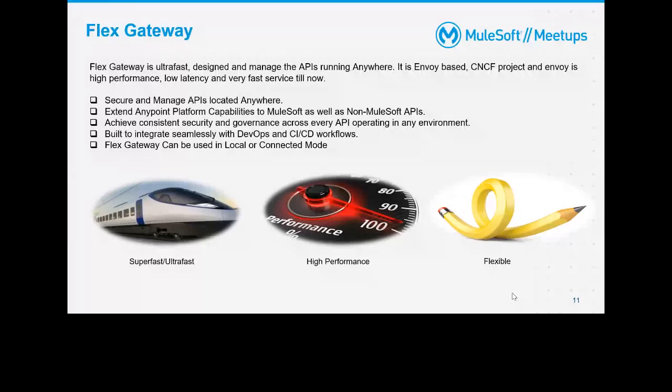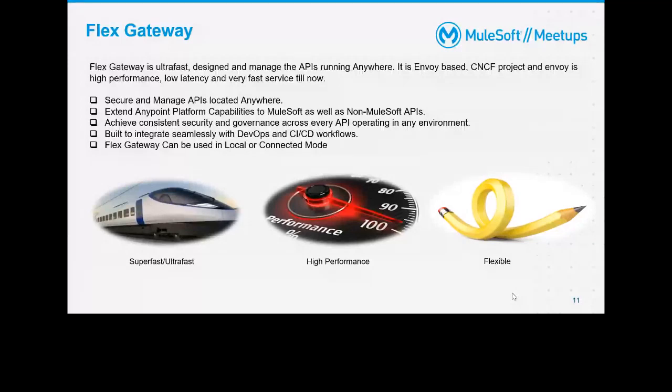Flex Gateway is an ultra fast, super fast gateway designed to manage APIs running anywhere. Flex Gateway uses Envoy. Envoy is a CNCF project, an open source one, and it is one of the fastest, high performance and low latency services till now. Envoy is a kind of sidecar.